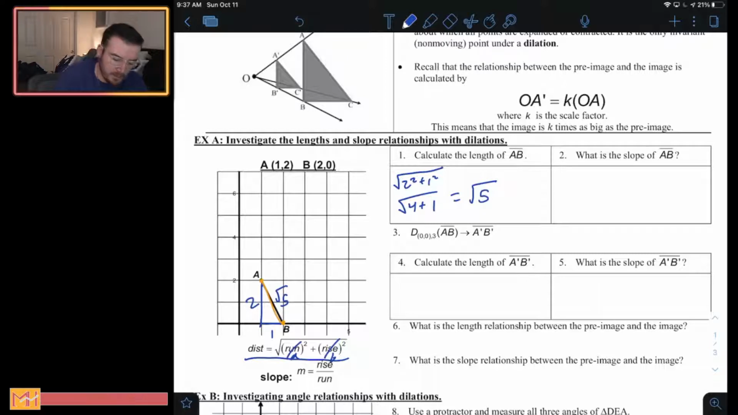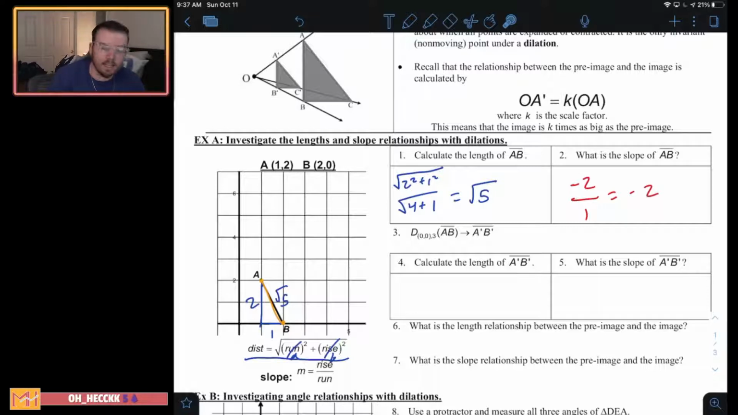What is the slope of AB? Well, slope is rise over run. So to go from A to B, right, we're going down 2 over 1. So our rise is negative 2, and our run is positive 1. So our slope is negative 2. That's a bit of a throwback to Algebra 1, rise over run, right? So that's our original image.